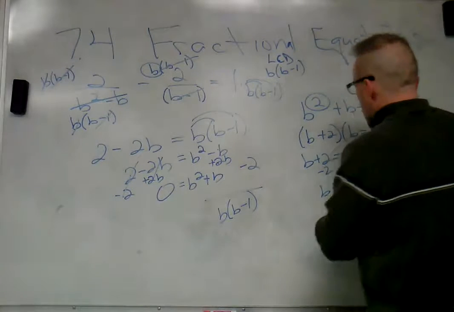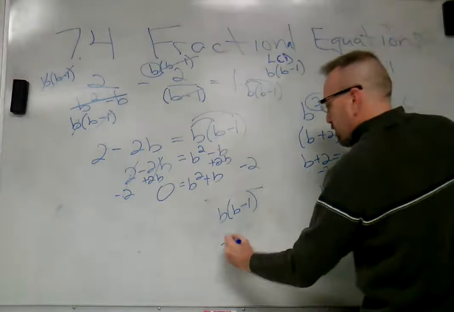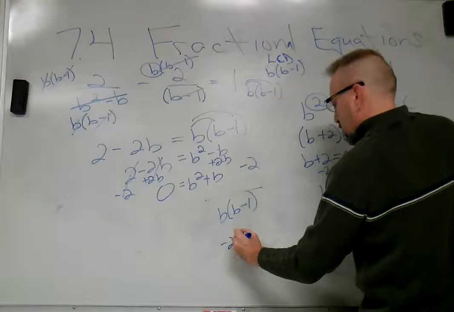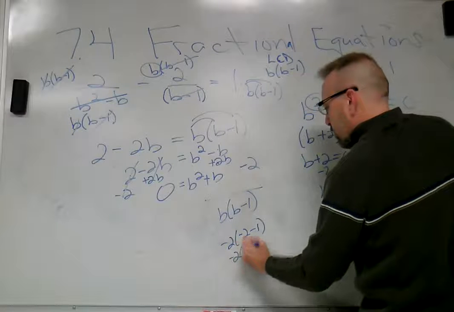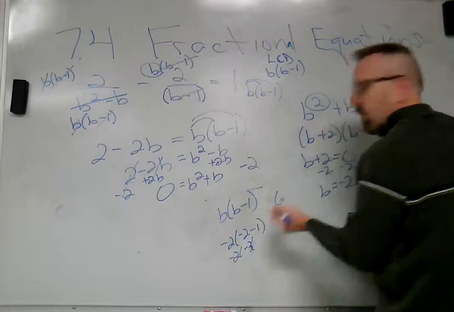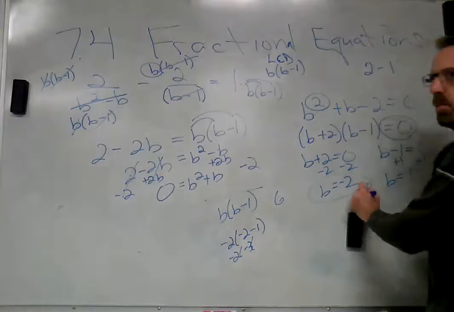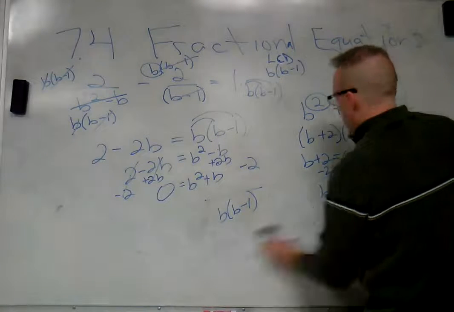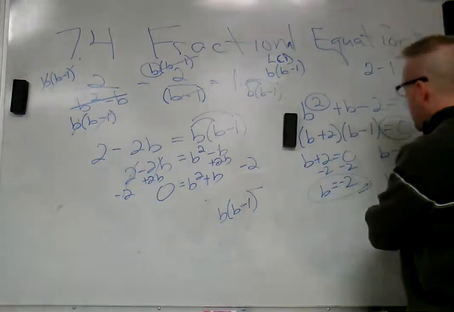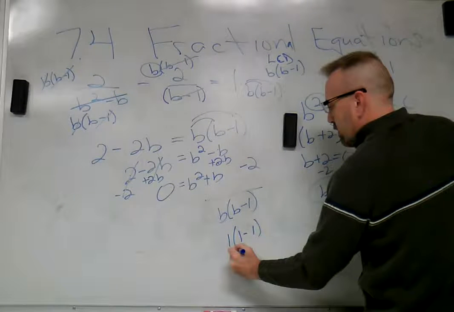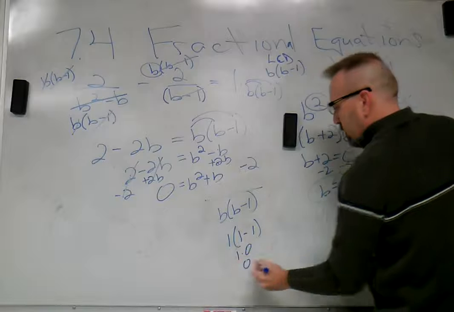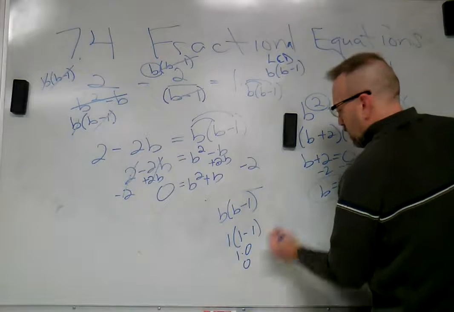it doesn't work. So if we put in negative 2, we get negative 2 times negative 3, we would get 6. So that's not 0, so that's okay. But now let's try 1 as our denominator. Here we get 1 minus 1. What's 1 minus 1? 1 times 0, 0. So that one equals 0, so that can't work.